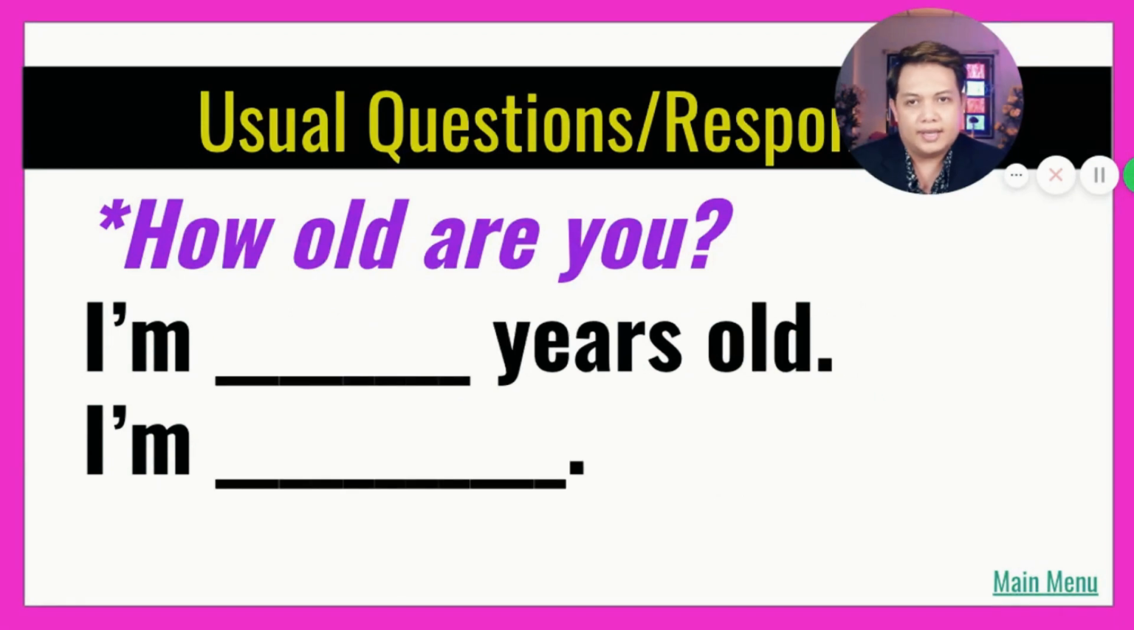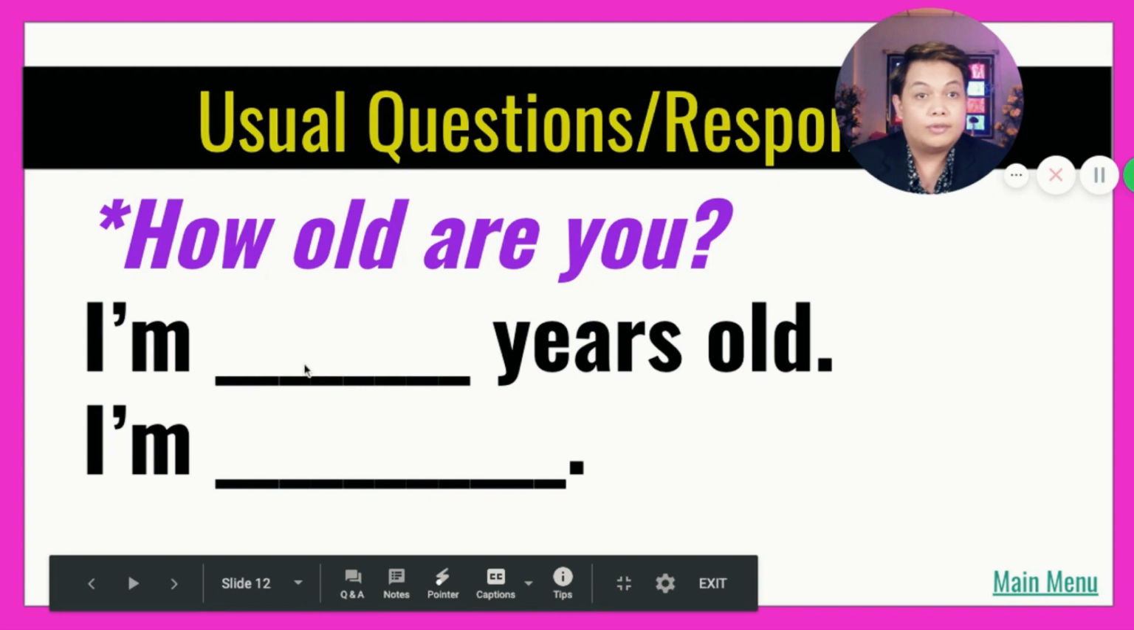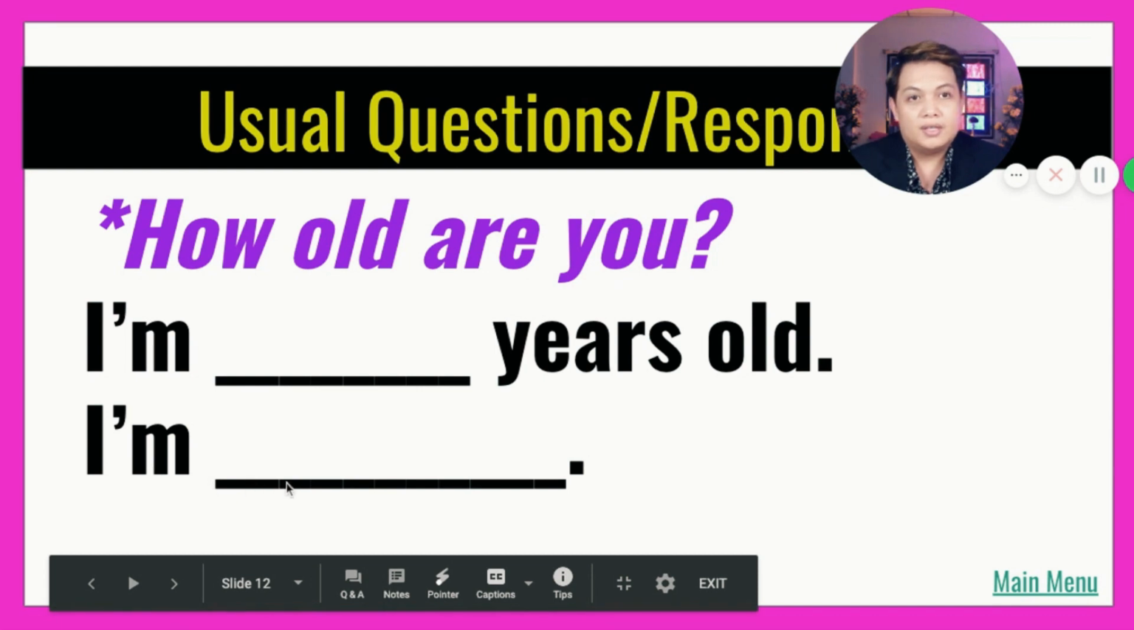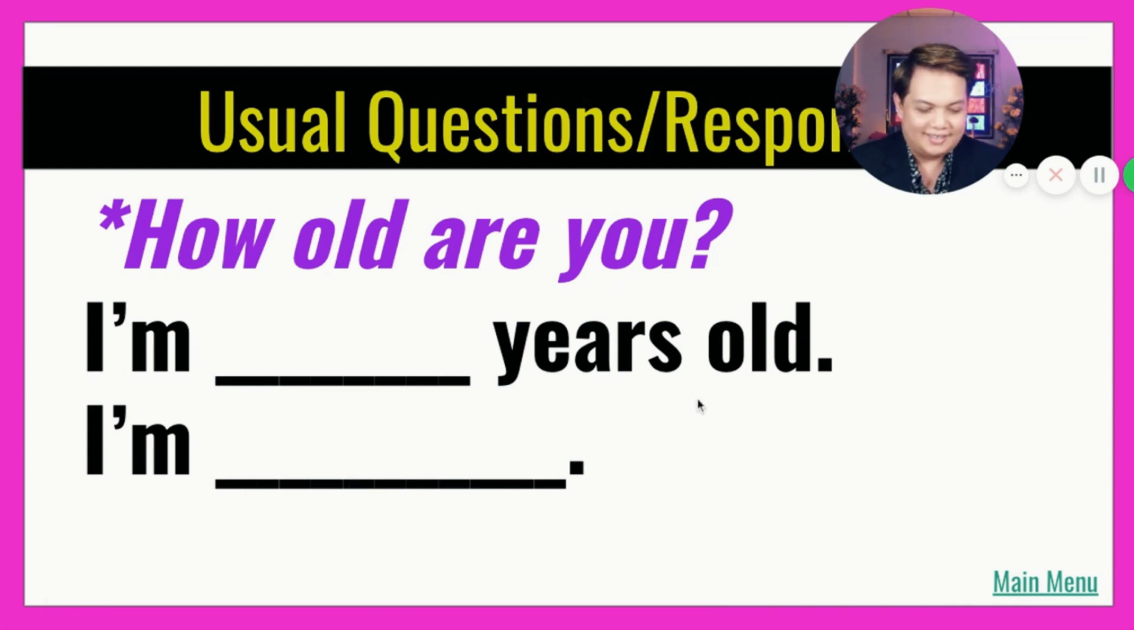Now let's go back to the previous slides. How old are you? You could say I'm, then say the number right over here. You can say I'm 13 years old. So you can say I'm 14 years old. Or simply you could say the number. I'm 13, I'm 14. It's as simple as that.